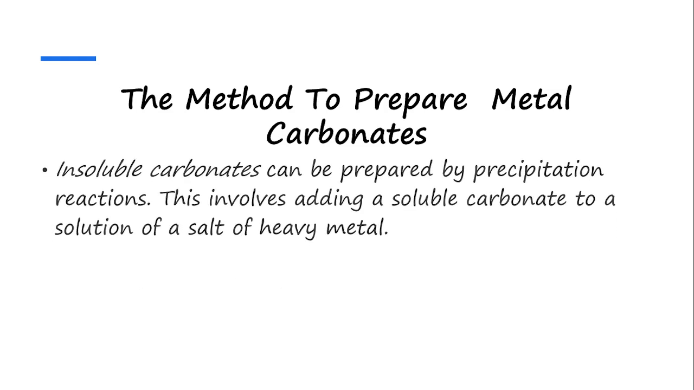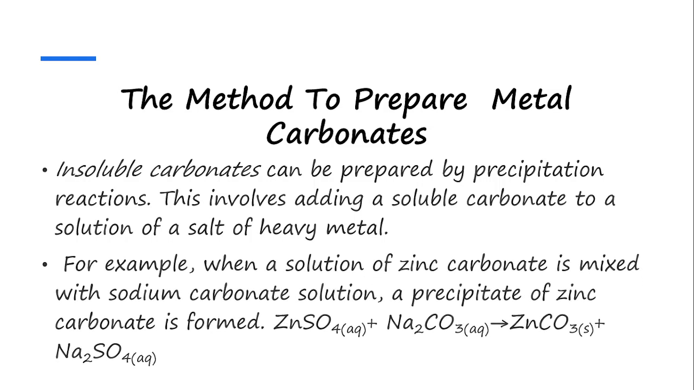Insoluble carbonates can be prepared by precipitation reactions. It involves adding a soluble carbonate to a solution of a salt of a heavy metal. So you can prepare the insoluble carbonates by adding a soluble carbonate to a solution of a salt of a heavy metal. For example, when a solution of a zinc salt is mixed with sodium carbonate solution, a precipitate of zinc carbonate is formed, as you can see in the reaction.